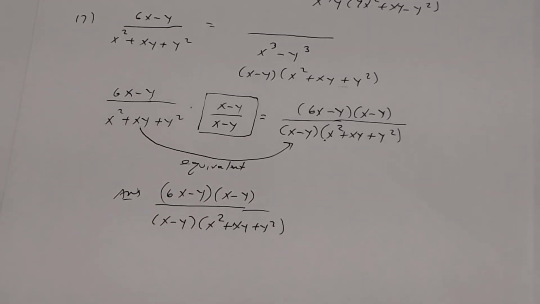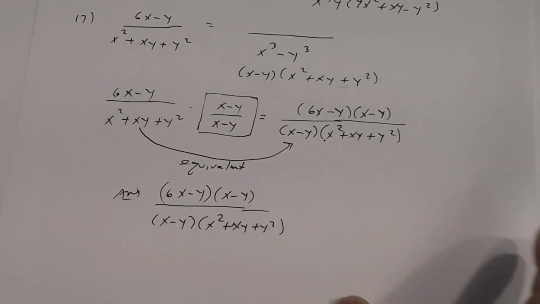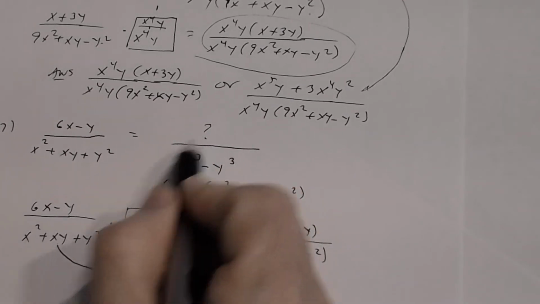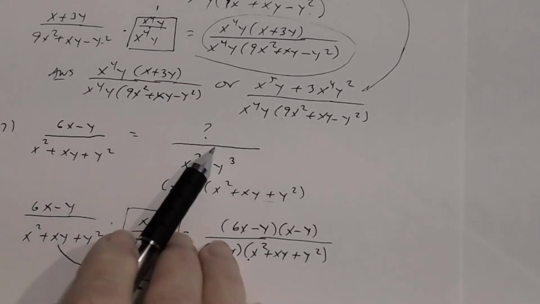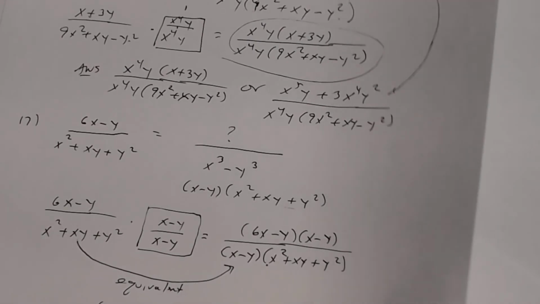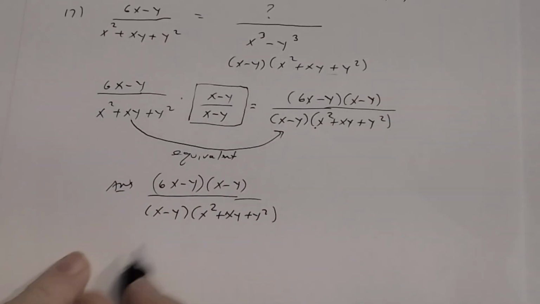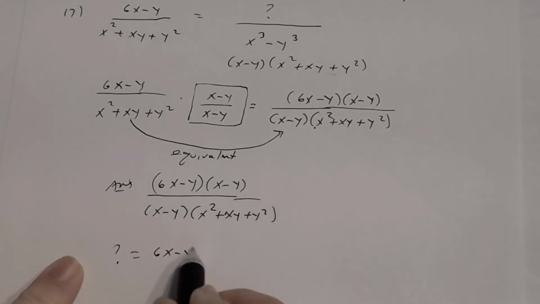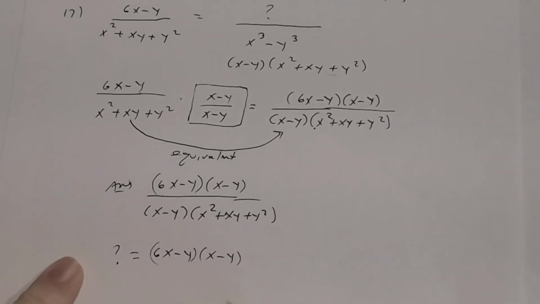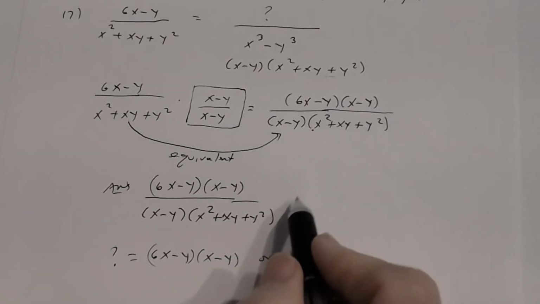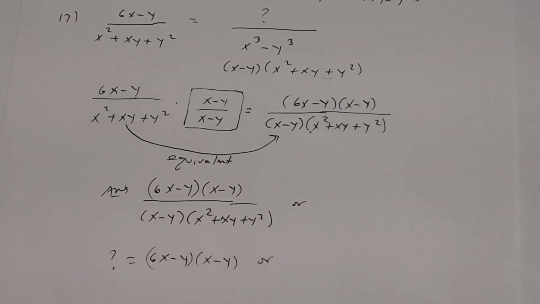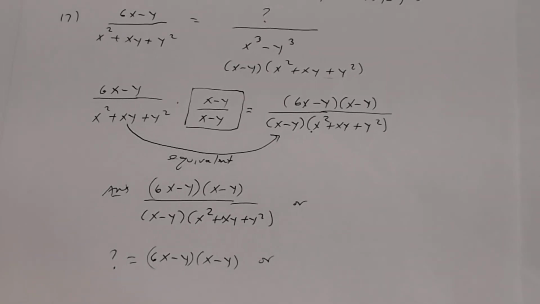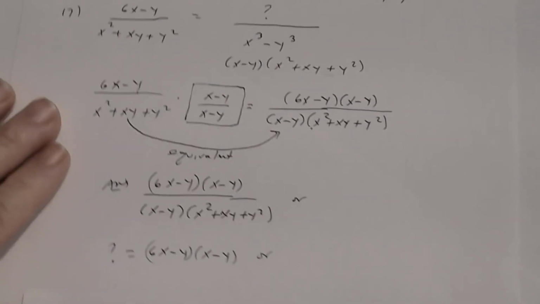Okay? All right. Now, depending on your math lab, they may ask you for the numerator only. What does this numerator need to be for those two to be equivalent? Well, it would just be this right here. So you would say question mark would equal 6x minus y times x minus y. Now, if you want to FOIL this out, you can. So let's go ahead and FOIL that out. So when you FOIL that out, let's say you get 6x minus y times x minus y.